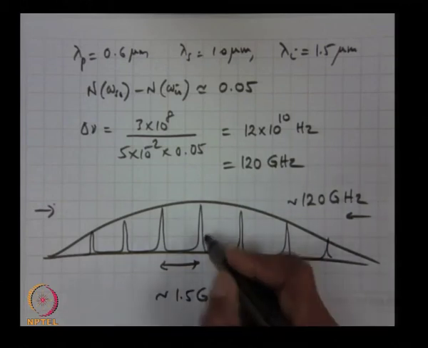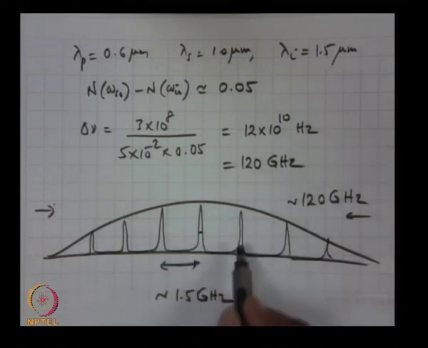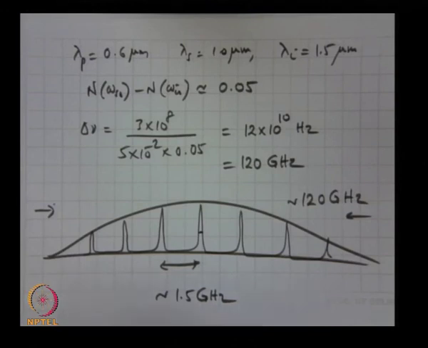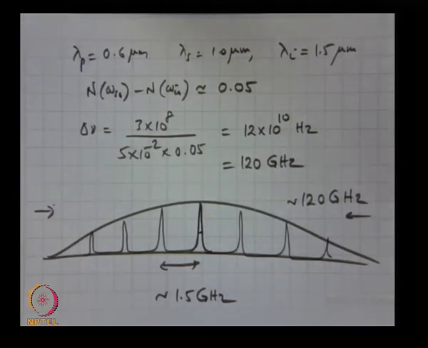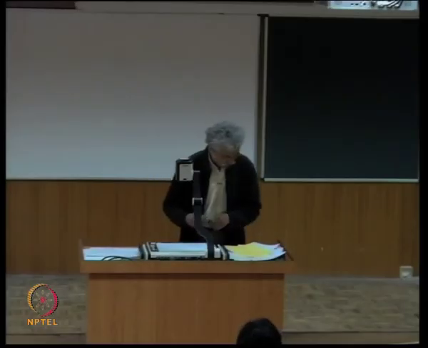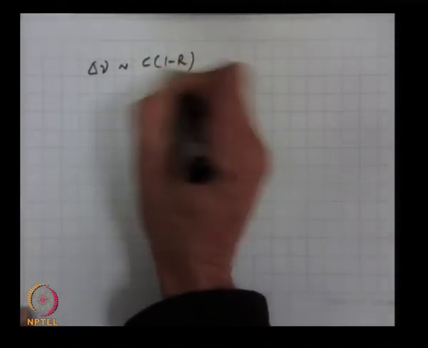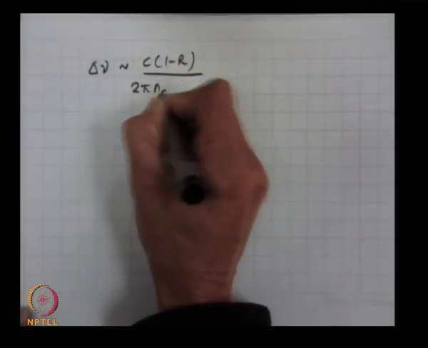The other thing I need to estimate is this. The way I've drawn it is as if they are well resolved frequencies. What determines the width of each line? Have you studied Fabry-Perot interferometer? What determines the width of these lines? Reflectivity of the mirrors, the finesse, the coefficient of finesse of the resonator. Let me give you an expression. If you have forgotten, please go back and read Fabry-Perot. So the width of each mode is approximately C into 1 minus R by 2 pi ns into L.